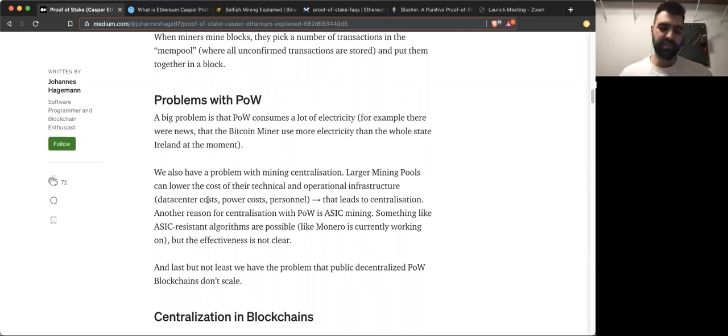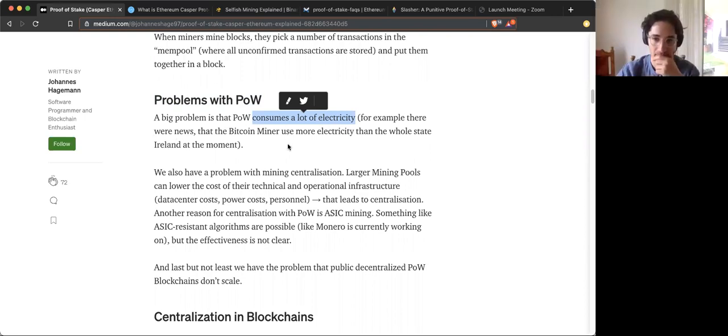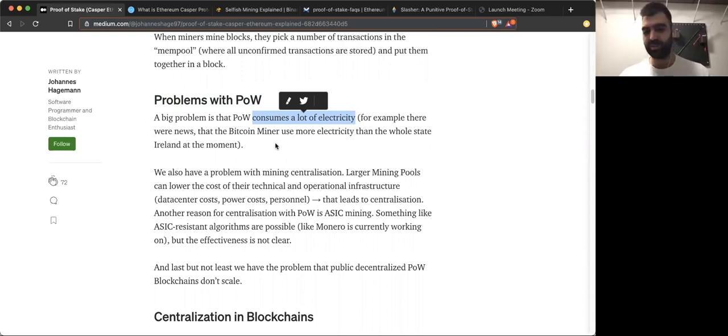Okay, and again, that's a pro of proof of work. So, problems of proof of work. According to this blog post, a big problem is that it consumes a lot of electricity, more than all of Ireland, for example, at the moment. And this just comes from the miners trying to solve these cryptographic problems, just hashing.